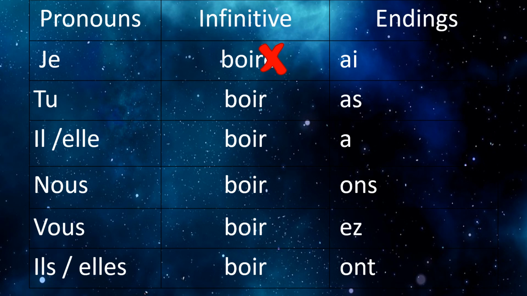So with the RE verbs, what is going to change is just that we're going to remove the E. So that is going to give you je boirai, tu boiras, il ou elle boira, nous boirons, vous boirez, ils ou elles boiront.